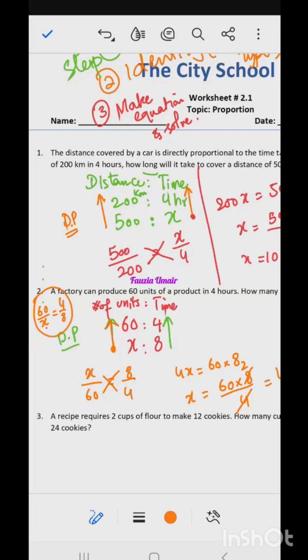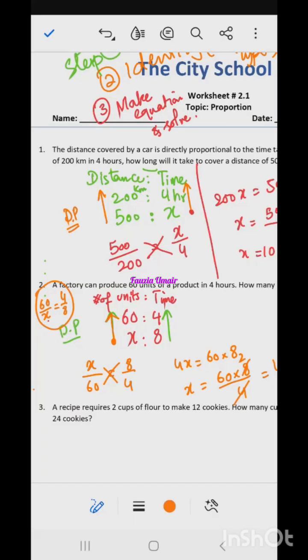So you need to be very careful about how you are putting the arrows and how you are writing the equation. Even if you write x by 60 or 60/x, it does not matter as long as you write the time also in the same direction. Like if you're writing x by 60, then you need to write 8/4. If you're writing 60/x, then you need to write 4/8. Is it making sense? Yes. Any question anybody else is having?